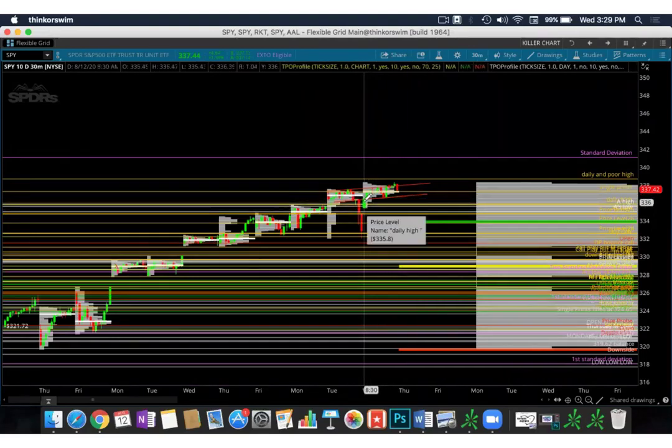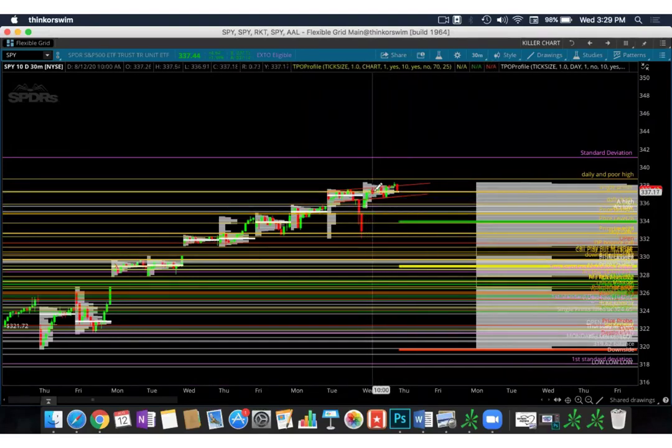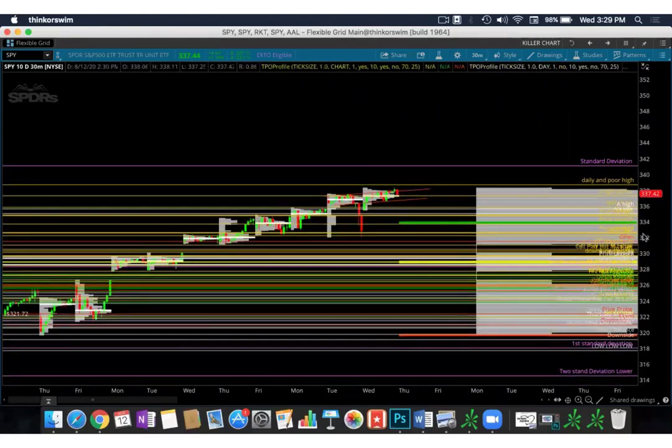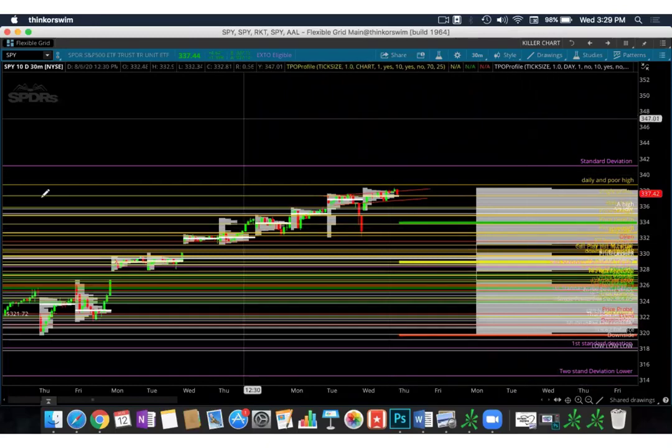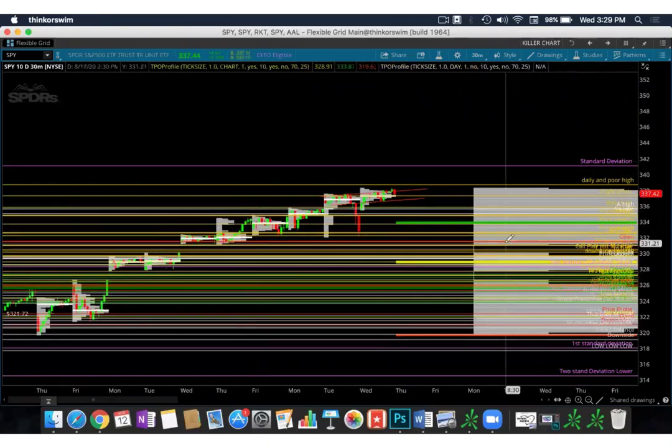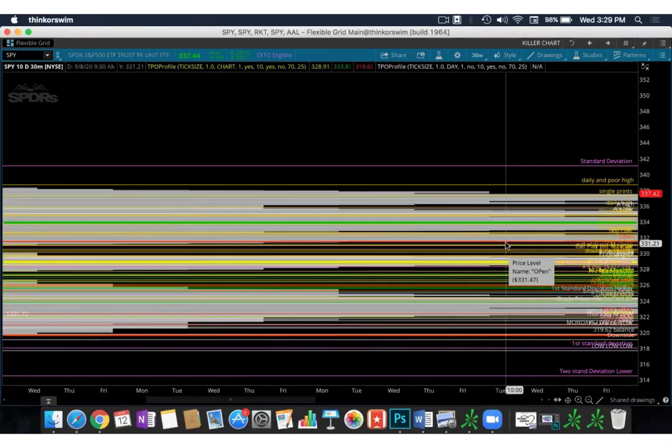So we've got A, B, C, D, E, F, G, H, I, J, K, L, and M are the two final periods of the day. You can see that this chart right here shows the overview of the entire SPY over a 30-minute time frame. If I scroll to the right, you can begin to see where all of these volumes are being done.